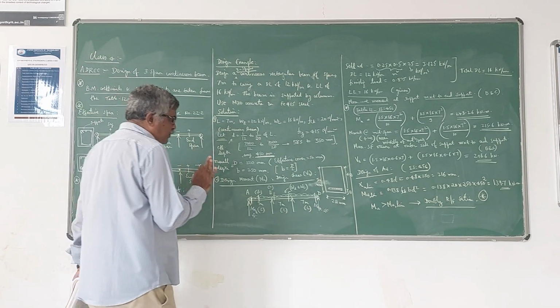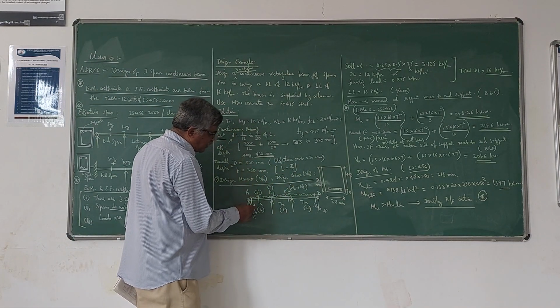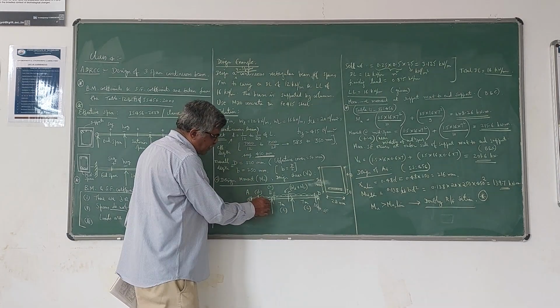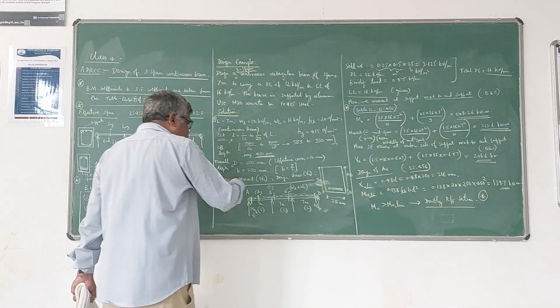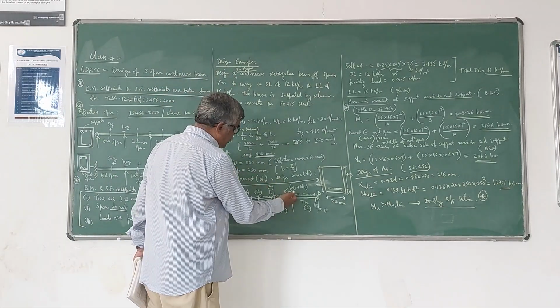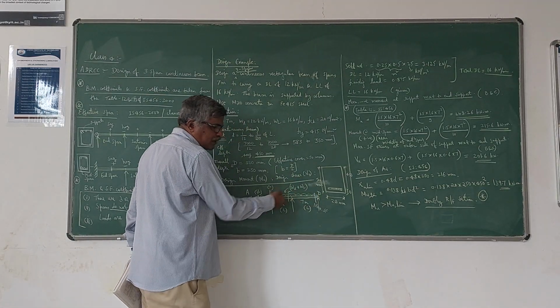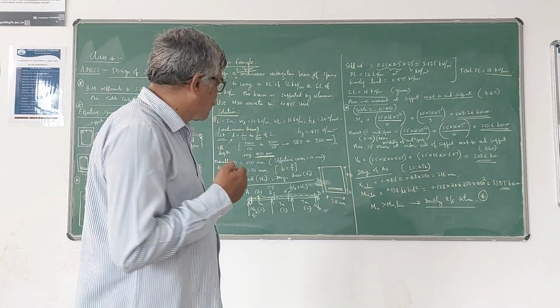In a nutshell, maximum positive bending moment occurs at the mid of the end span. Maximum negative bending moment occurs at the support next to the end span, next to the end support. That means here it is B, or from this side it is C. Since the entire beam is symmetrical, whatever moment is at B, the same moment you are going to get at C.